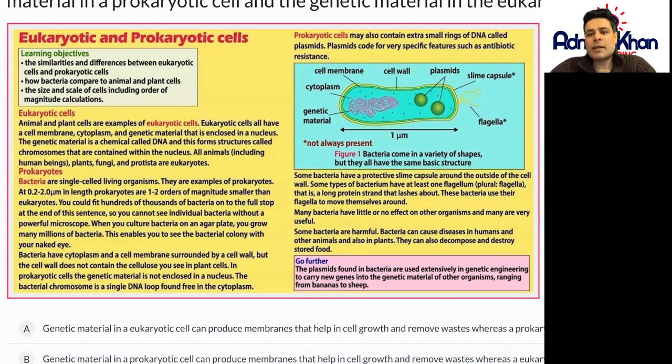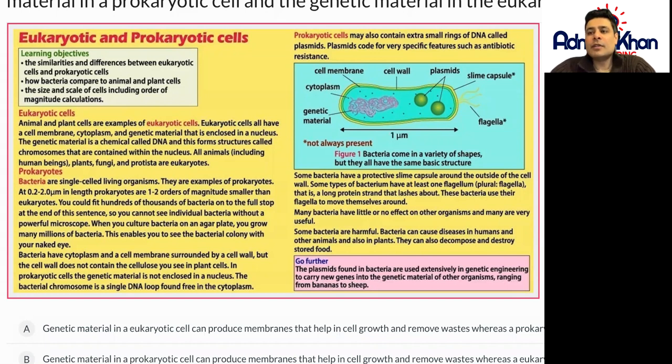When you culture bacteria on a plate, you grow many millions of bacteria. This enables you to see the bacterial colony with your own naked eye, and this is exactly what the scientists actually do. So on the right-hand side, you can see an image.